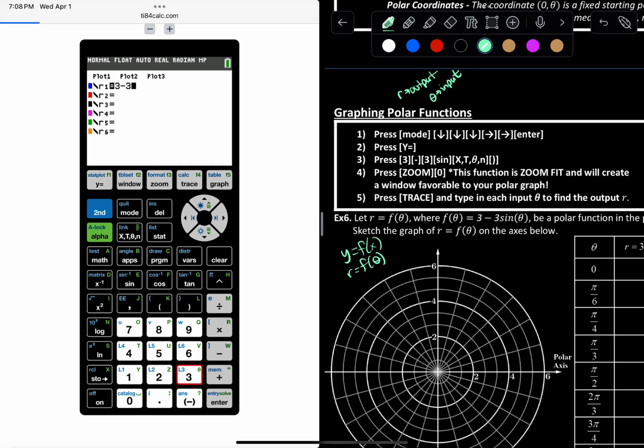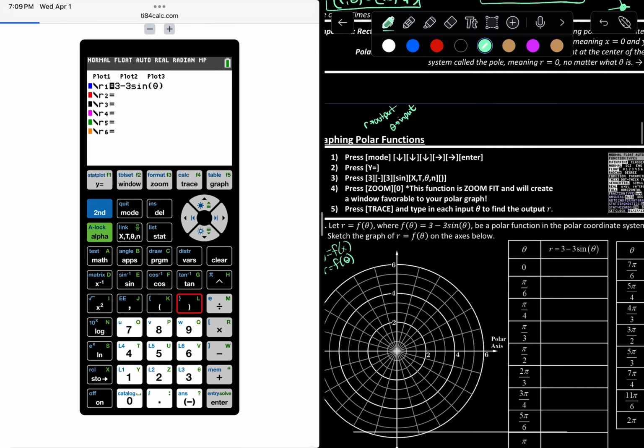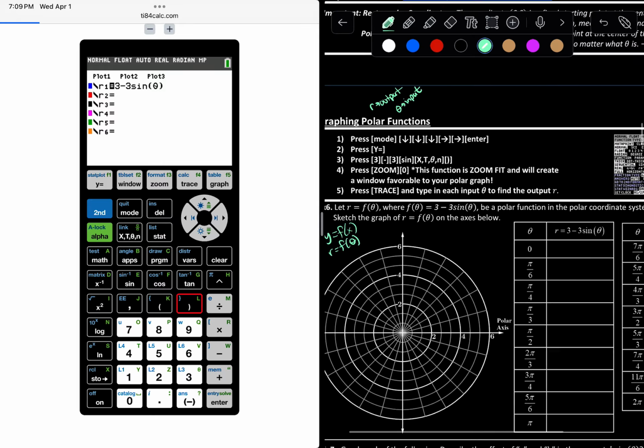3 minus 3, we have our sine, and then theta is going to be the input key, which is the same key as when we plug in x, which is next to the green alpha key. And then don't forget to close your parentheses. And it's a polar function in the polar coordinate system from 0 to 2 pi.